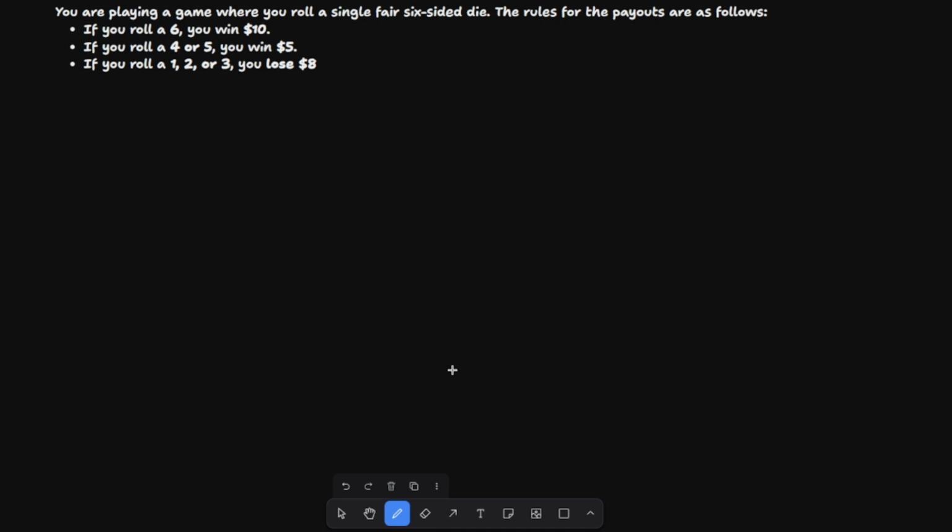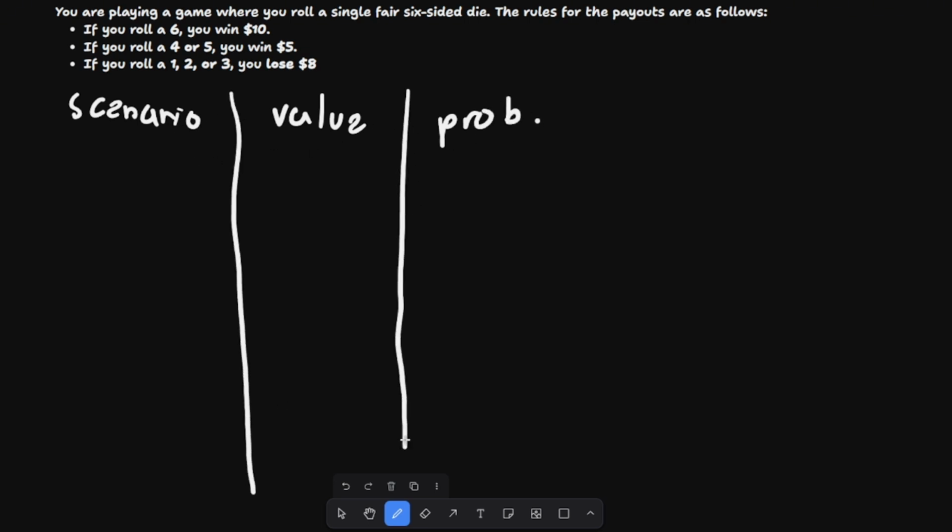Alright, let's solve this together. So here, we would look at the scenarios and the values, and we'll make a table. So let's say this is the scenario, this is the value, and this is the probability. So first scenario is you roll a 6. So I'm just going to write roll 6. And you win $10. So the winning would be 10. And the probability of rolling a 6 is 1 out of 6.